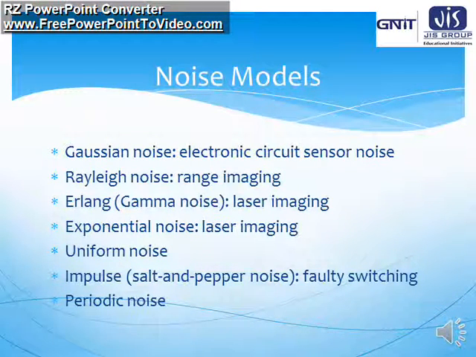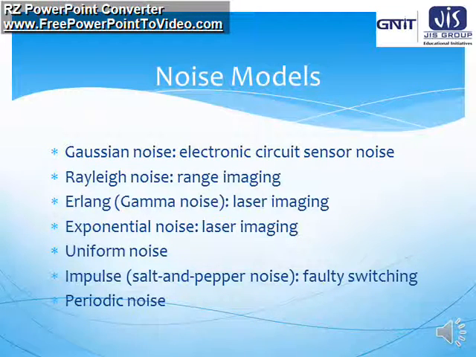Now we will discuss in this class some of the noise models. Here 7 noise models are there, 7 types of noise we will discuss, different types of noise and their probable sources, which will also be discussed here. The source of the noise is also very much important, as the type of the noise totally depends on the source of the noise. So the first one is Gaussian noise, which can be generated by electronic circuit and sensor noise. Then the Rayleigh noise, which can be generated by range imaging.